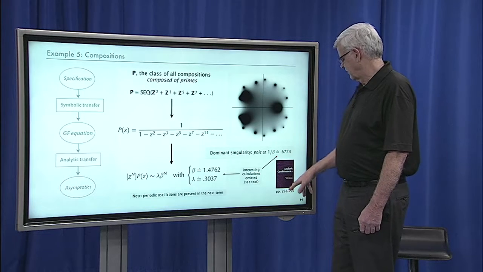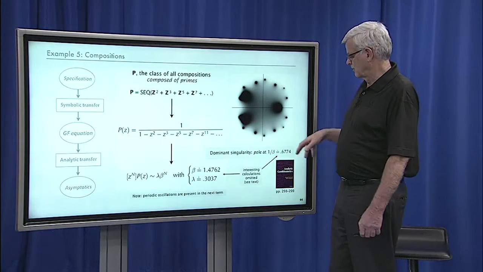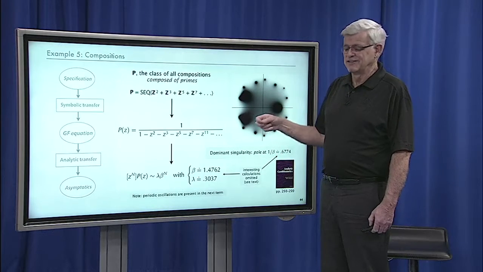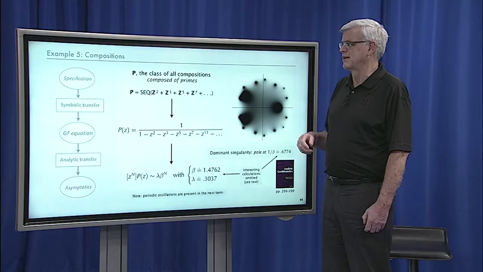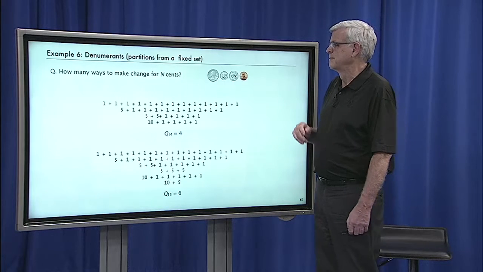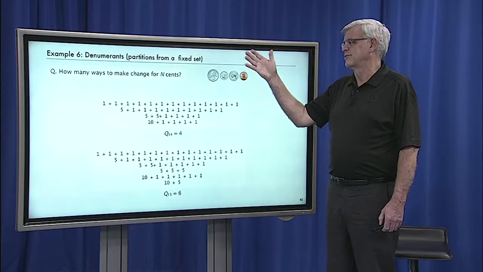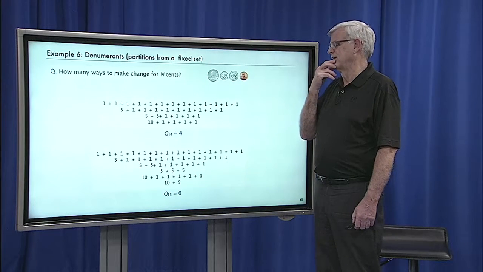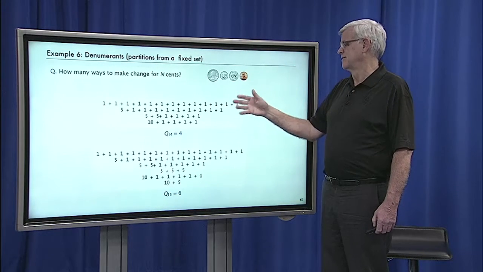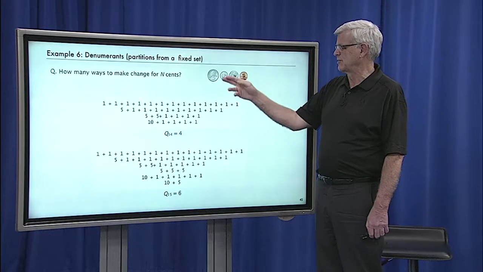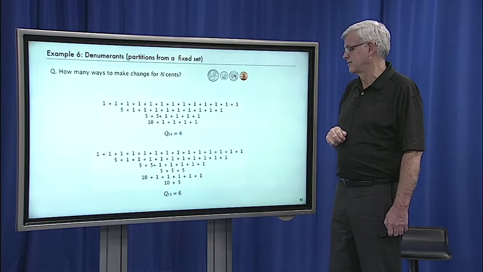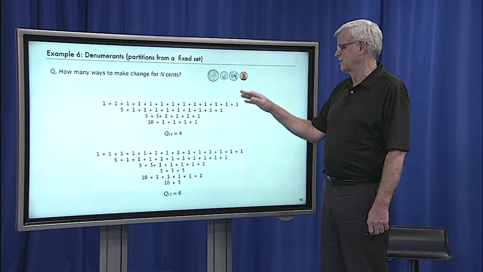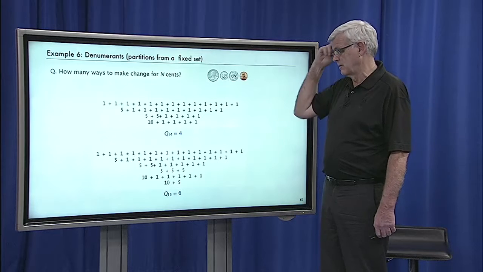So again, you can look at page 298, 299 of the book to see some of the interesting calculations that I omitted. This one isn't necessarily quite so simple as the other ones that we've talked about. And then there's partitions from a fixed set, which are called denumerants. A famous example of that is how many ways are there to make change for n cents. The order doesn't matter, so it's just the set of things that you can choose.